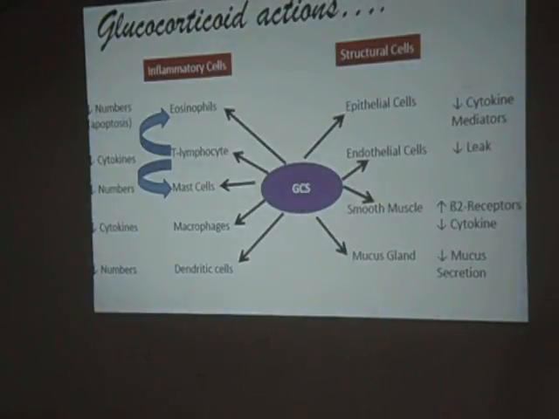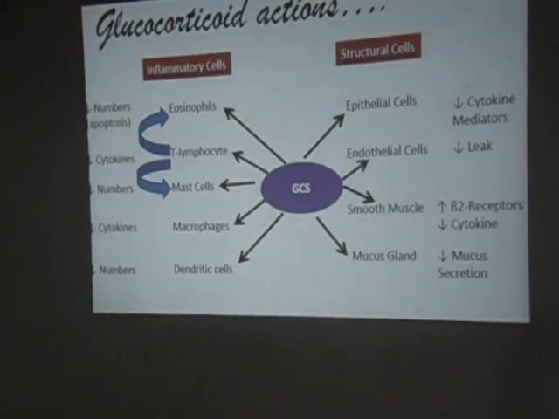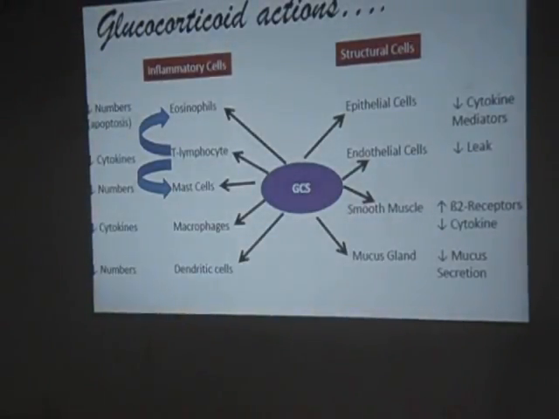So here you can see, if you can reproduce, this will be good. Glucocorticoids, their action on eosinophils, T lymphocytes, mast cells: degranulation is prevented. Macrophages: here you can see cytokine levels are decreasing, and apoptosis is decreased. Epithelial cells: again cytokine mediator levels are decreased. Endothelial leak is decreased. It is by endothelial leak that you get these inflammatory mediators outside the cell. Smooth muscles: again decreased cytokine action. Glands: decreased mucus secretion.